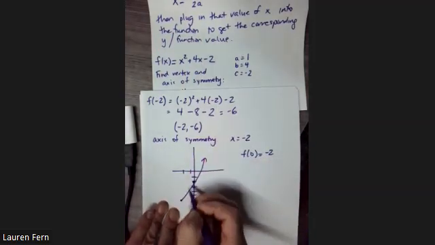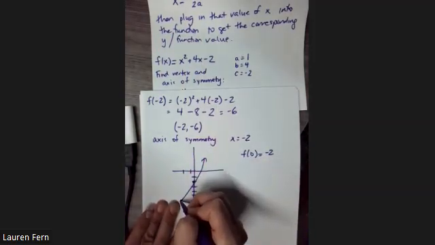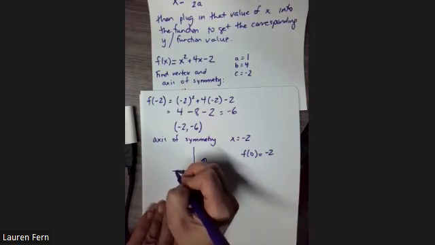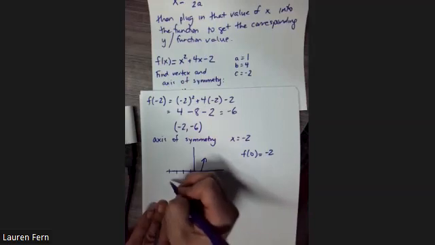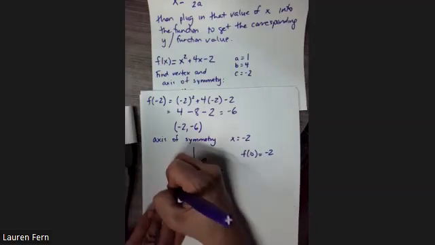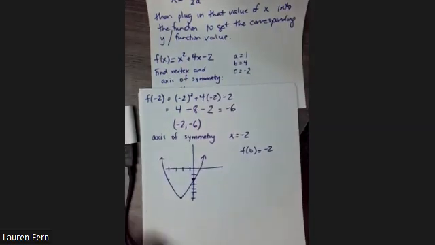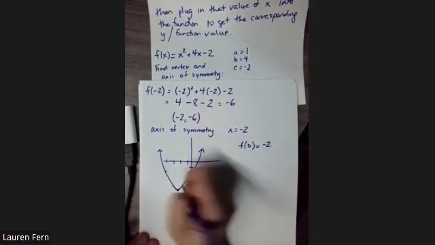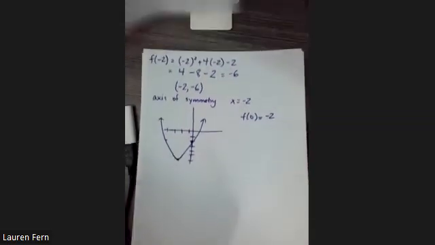So notice that since this is symmetric for my vertex, if I go 2 to the right, I'm up at negative 2, which tells me that if I go 2 to the left, I'm also at -2. And there's my graph. Not quite so pointed, but there we go.